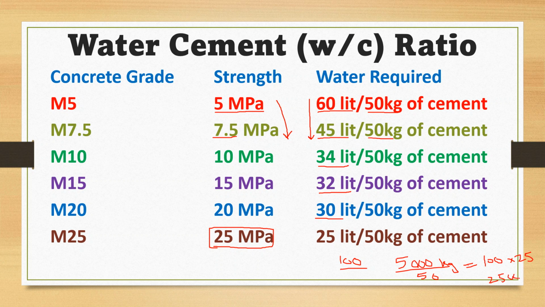2500 liters of water for the preparation of 100 cement bags, because each bag weighs 50 kg, so the total weight of the bags will be 5000 kgs, and we divide by 50, so we have 100 bags. For each 50 kg bag we require 25 liters of water, so we multiply the 100 bags by 25, and we will need 2500 liters of water for the preparation of M25 grade concrete with 100 cement bags.